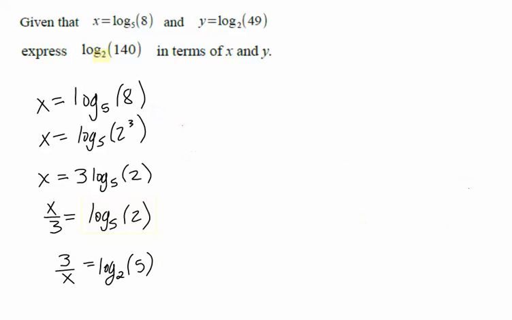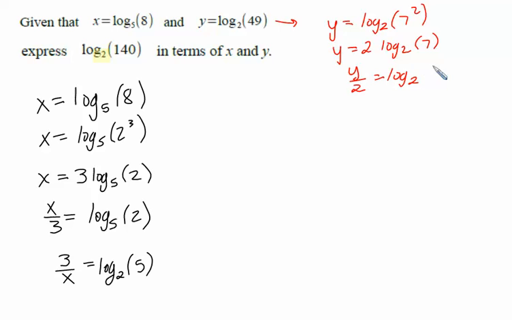So next up, the next key item that we're going to consider is how to work with y equals the log base 2 of 49, which means y is the log base 2 of 7 squared. Pull the exponent out front, y is 2 log base 2 of 7, or y over 2 is the log base 2 of 7. So we have two things that we can work with at this point. And now what we've got to do is go to this log base 2 of 140, simplify it, and hopefully get it in terms of a log base 2 of 5 and a log base 2 of 7.